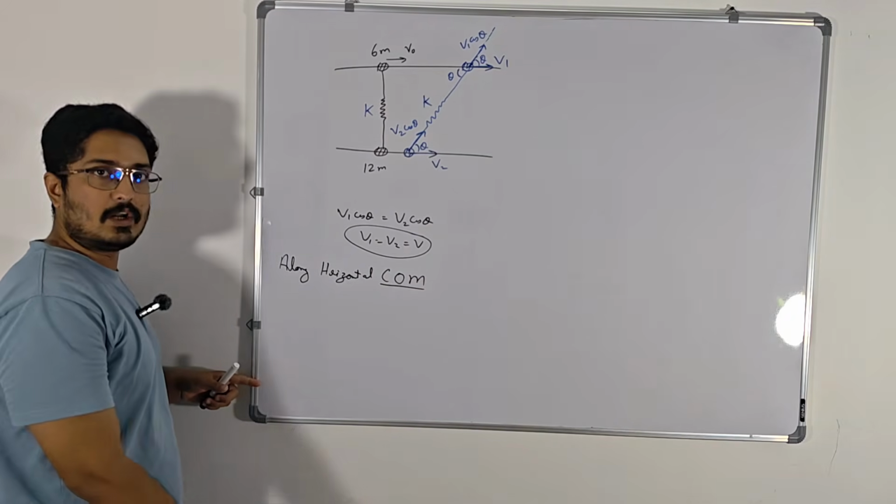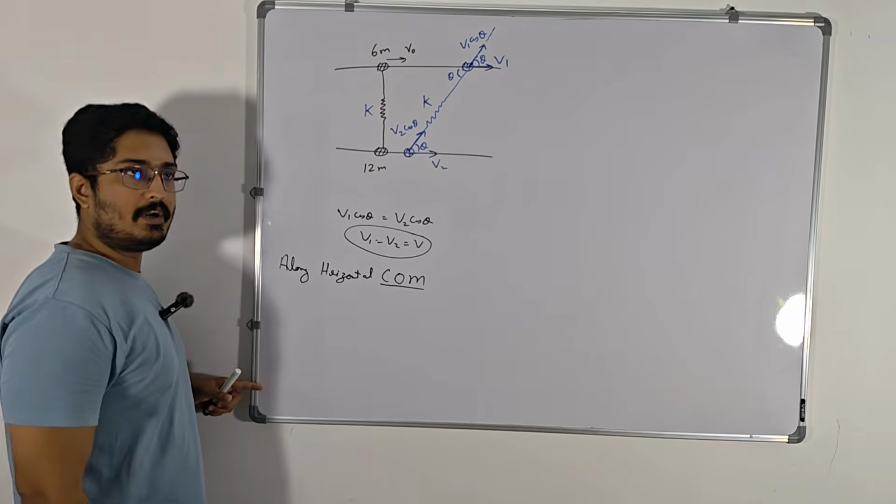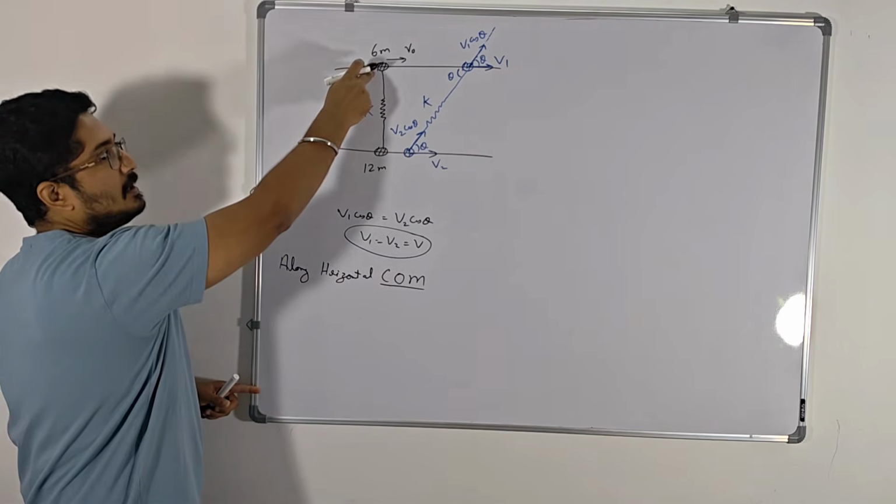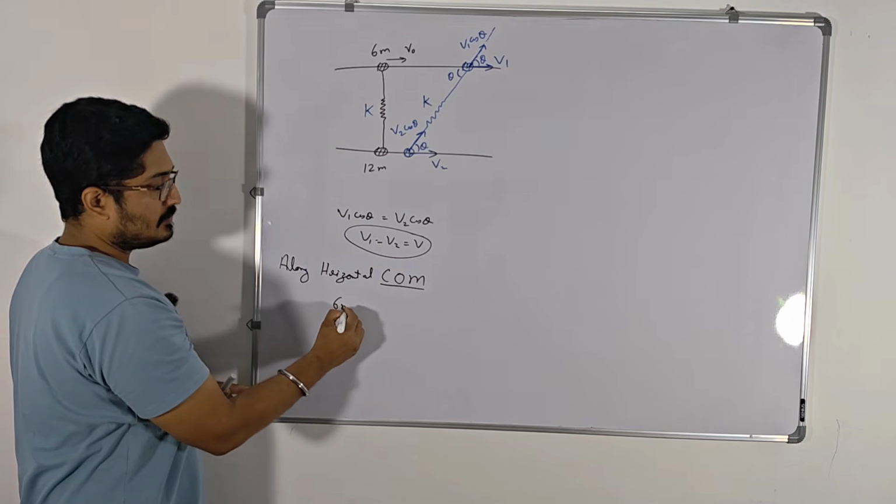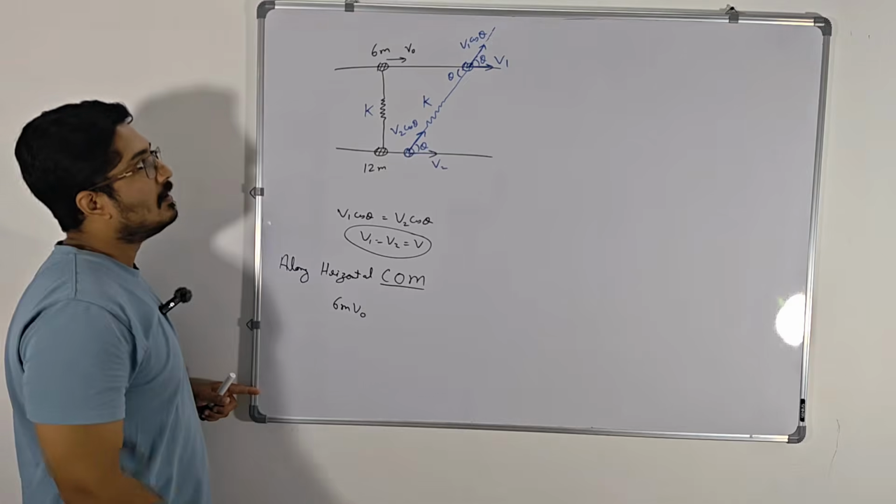Please remember, this is not center of mass. I am using conservation of momentum. So initial momentum, only 6m was having, so 6m into v naught, correct?